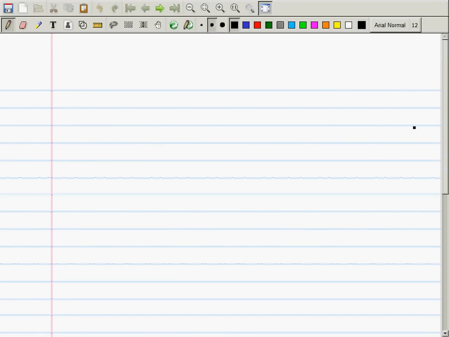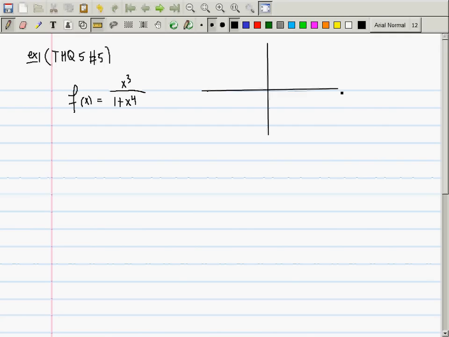So then, take-home quiz question number 5. Take-home quiz 5, question number 5. Okay, so I gave you a function. F of x is x cubed over 1 plus x to the 4th. And I supplied for you the graph of this function. The graph of the function looks something like this.